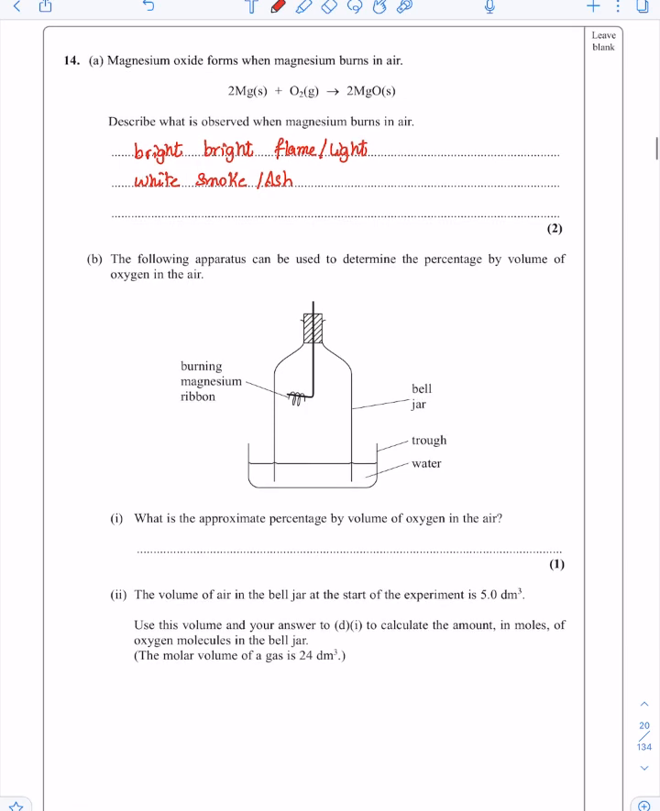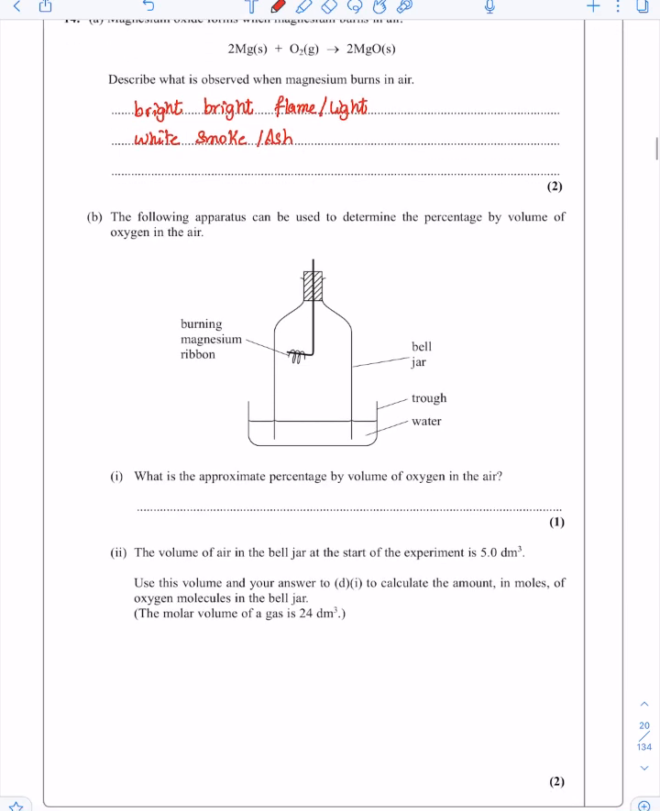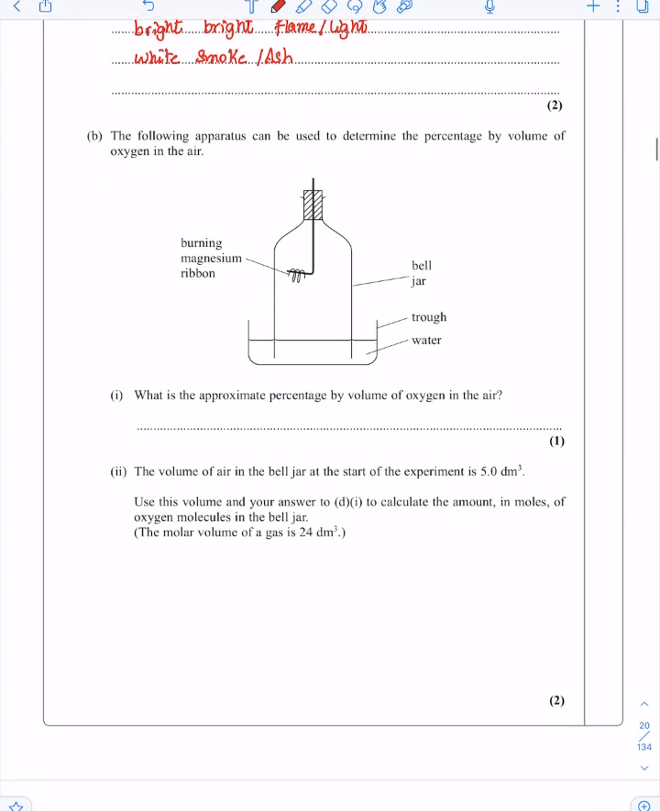Question B. The following apparatus can be used to determine the percentage by volume of oxygen in air. We take a trough, put water in it, and put a bell jar inside with magnesium that will undergo burning. Question I. What is the approximate percentage by volume of oxygen in air? The percentage of oxygen in air is about 21%.